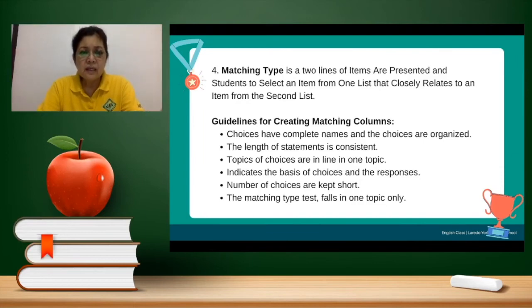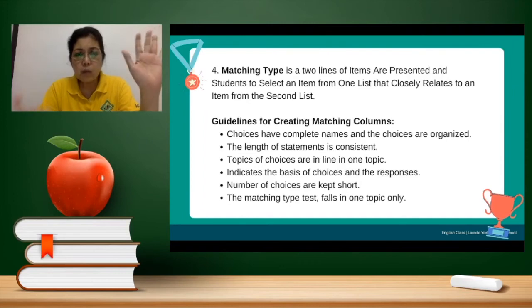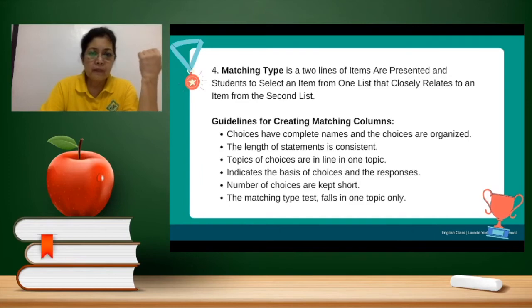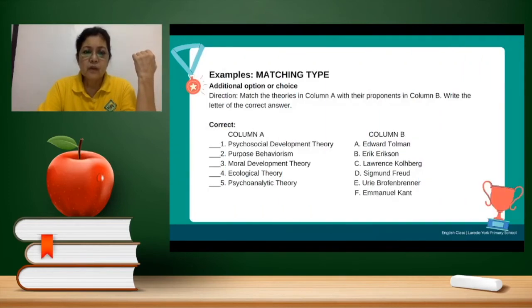If it is more on dates, everything should be dates. Okay. Now at least with every five stems, you will have one additional option. Okay. 5 is to 6, 10 is to 12. Okay. You try to make your choices short. Look at this example.